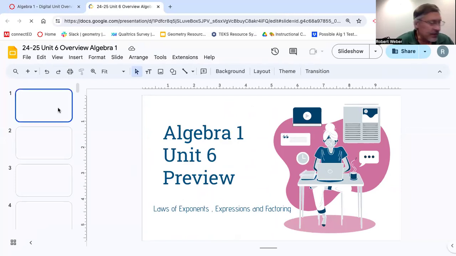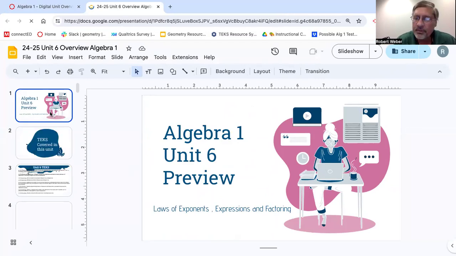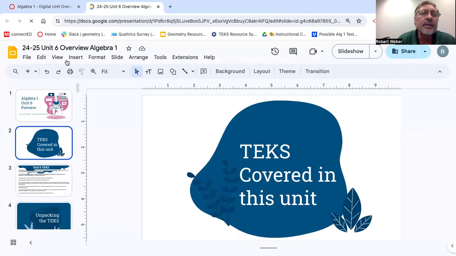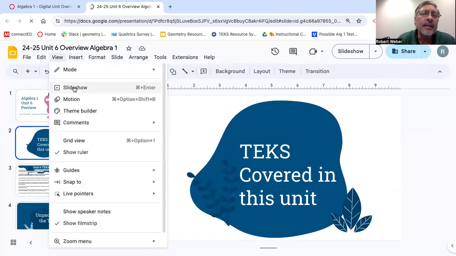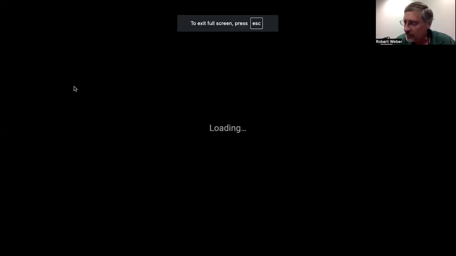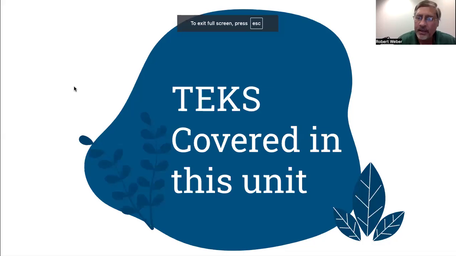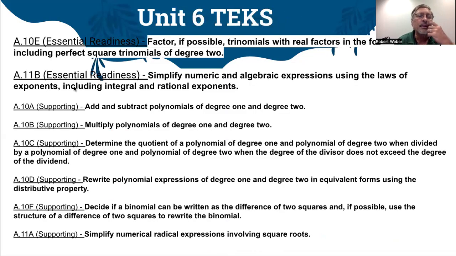So let's dive in. We begin this unit with some TEKs that we have covered in the past, at least briefly. And so you want to give a little bit of attention to the review on combining like terms. There's a lot of TEKs in this unit. Two essentials, A10E, which is factoring, and A11B, which is also essential, which is simplifying using laws of exponents.